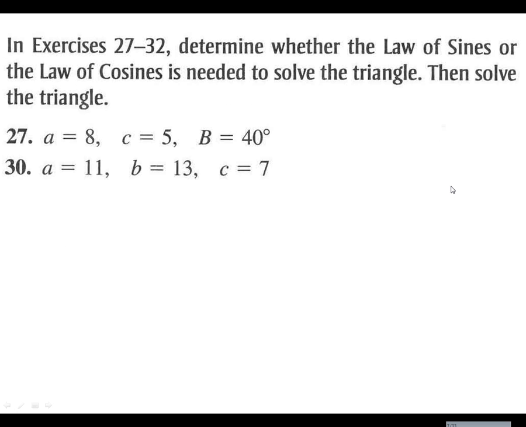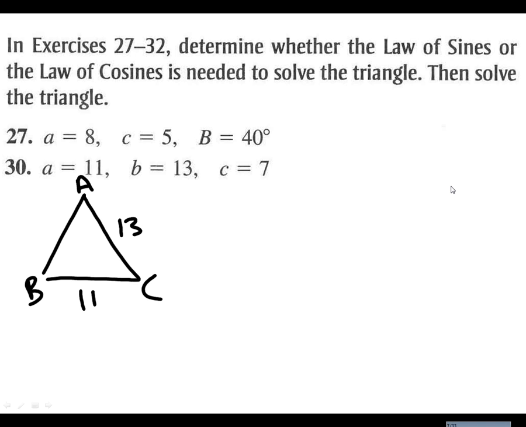All right, problem 30 is what we're looking at. Determine whether the law of sines or law of cosines is needed to solve the triangle. Then we solve it. So it's giving you the information, letting you choose whether you want to go law of sines or law of cosines here. So A is 11, B is 13, C is 7. In this case, do we have an angle across from any of the sides? No, so we've got to go law of cosines.